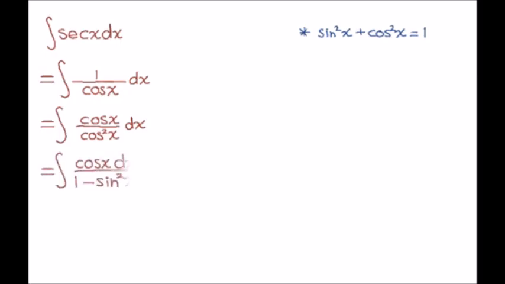From here it should be straightforward that if you let u equal sine x, then we are getting somewhere, because du will equal cosine x dx, and that we have in the numerator. Now we have the integral of 1 over 1 minus u squared.